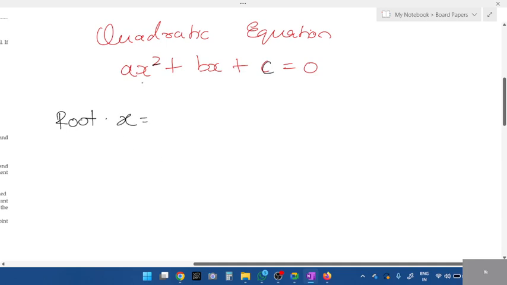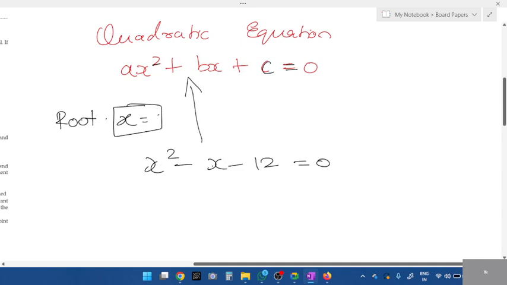Next concept, root. Root is nothing but a value you take for x, students. In place of x, I substitute a value so that the answer should be 0. Let me take a question: x² - x - 12 = 0. Root basically means the value of x.